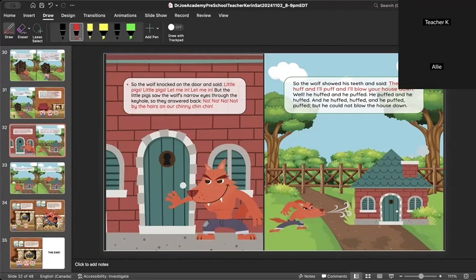The wolf knocked on the door and said, little pigs, little pigs, let me in, let me in. But the little pigs saw the wolf narrow-eyed through the keyhole, so they answered back, no, no, no, not by the hairs of your chinny chin chin. Perfect. Going on to the next slide.